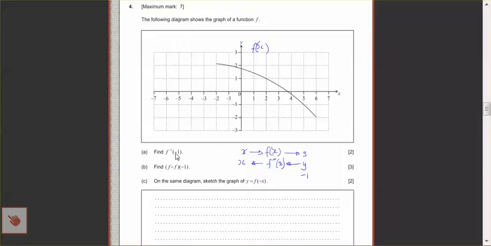So instead of doing x minus 1, all I've got to do is look for when y is minus 1. So y is minus 1, go across, there it is. What's x to give that value? 5. Isn't it?